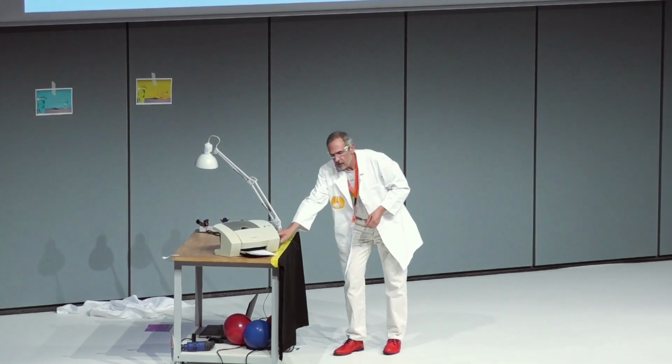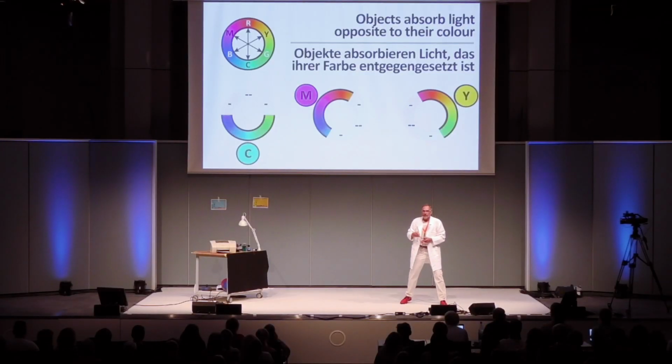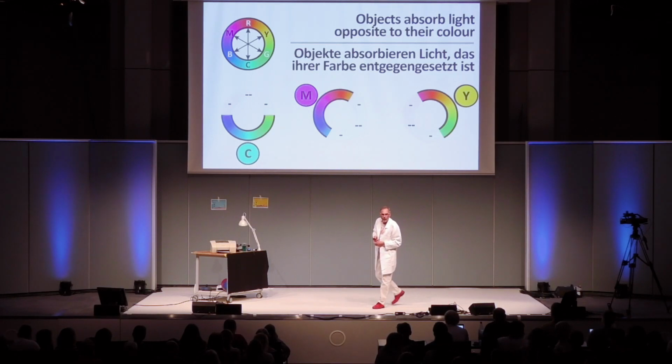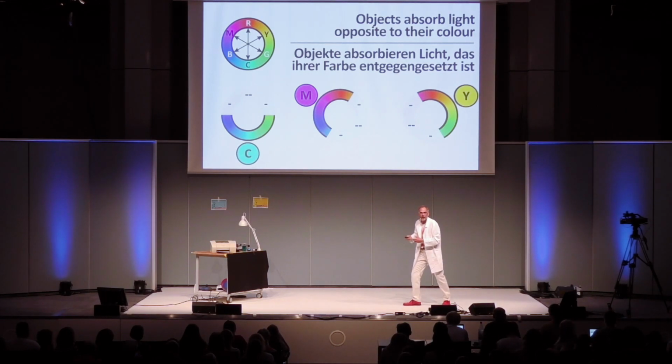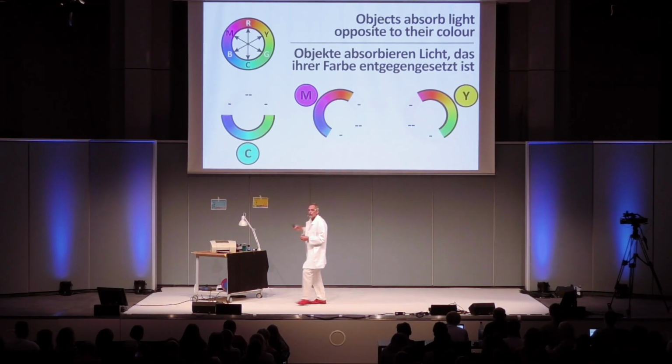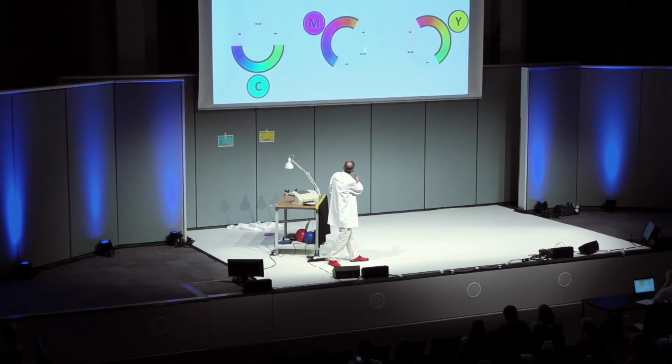So let's take a cyan ink. Cyan ink is perceived this way because the light of the sun which is absorbed mostly is the one opposite to the object, to the painting, to the color. This is the same for magenta. Magenta is perceived as magenta because the colors opposite to magenta are absorbed, and so on for yellow.